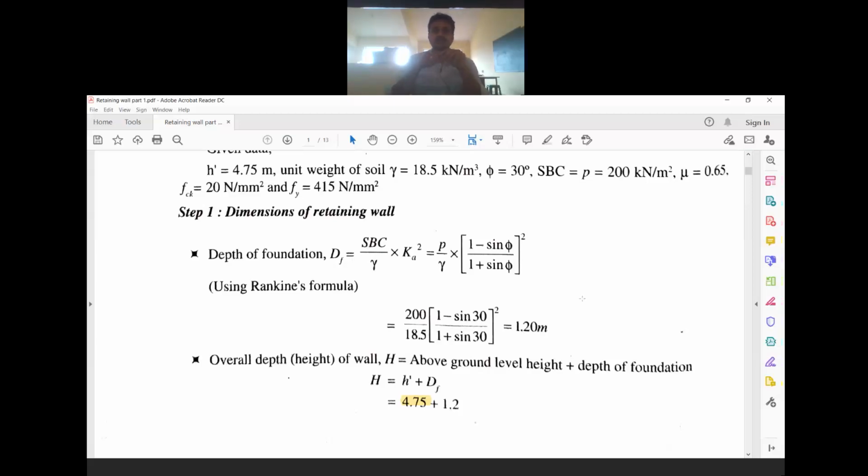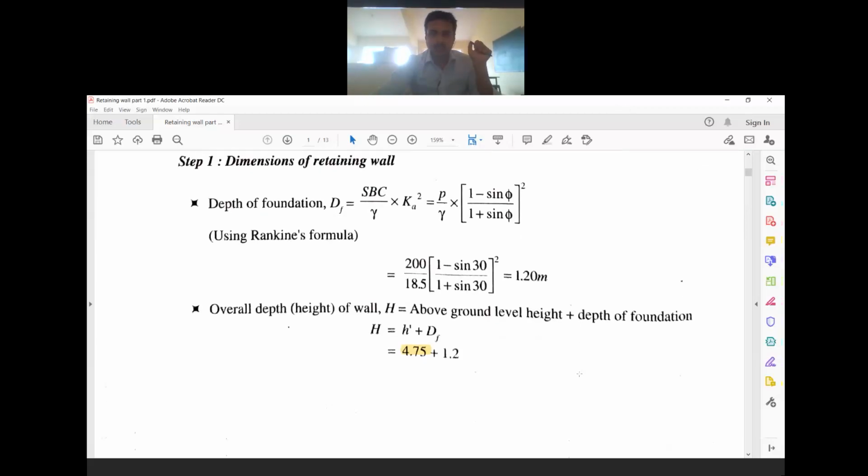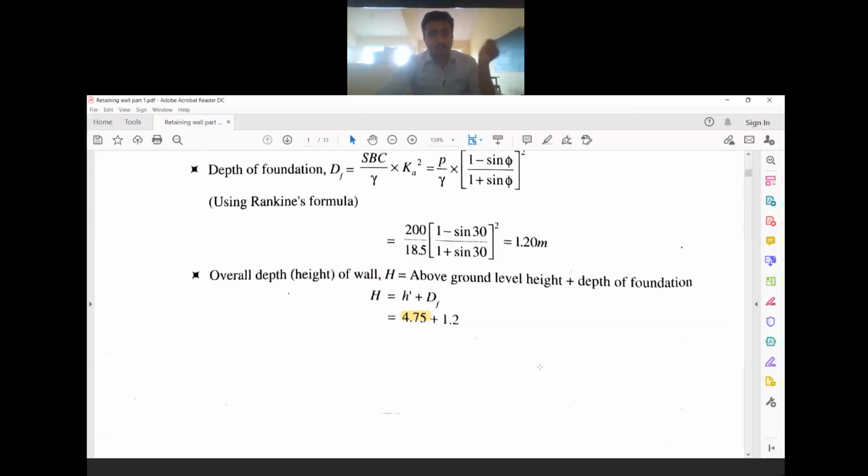So dF is equal to SBC of soil divided by density of soil, multiplied by 1 minus sin phi divided by 1 plus sin phi. Phi is the angle of repose. Substitute it and get the value of depth of foundation, which is found to be 1.2 meter. Therefore overall height of the wall H is equal to above ground level height, H dash, plus depth of foundation that we just calculated. When we substitute these values, we get the total height of the retaining wall.